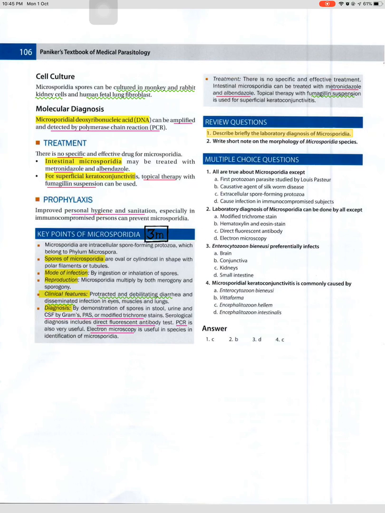Review questions. 1. Describe briefly the laboratory diagnosis of Microsporidia. 2. Write a short note on the morphology of Microsporidia species. Multiple choice questions. 1. All are true about Microsporidia except: A. First protozoan parasite studied by Louis Pasteur. B. Causative agent of silkworm disease. C. Extracellular spore-forming protozoa. D. Cause infection in immunocompromised subjects.